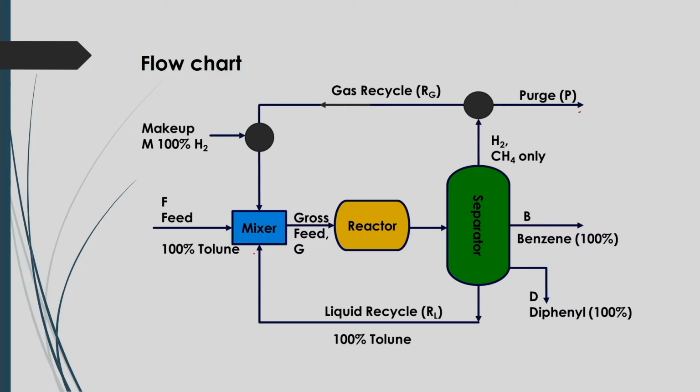And after that, whatever liquid product there is after separation will be taken out as a byproduct, and then some liquid recycle, that is unreacted toluene as a liquid, will be recycled to the mixer again. After that, from that mixer the stream as a gross feed denoted by G will be sent back to the reactor. So, in this way this whole process is going on.